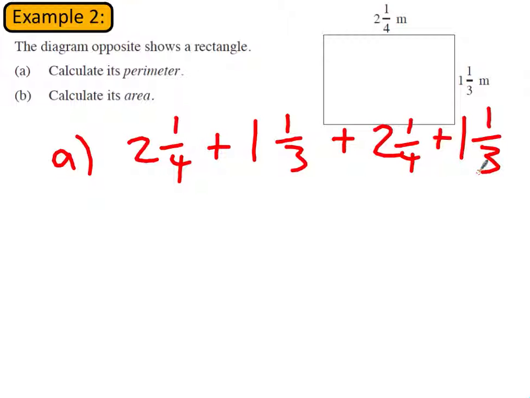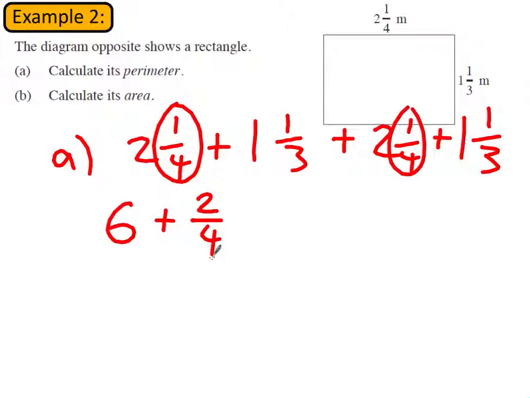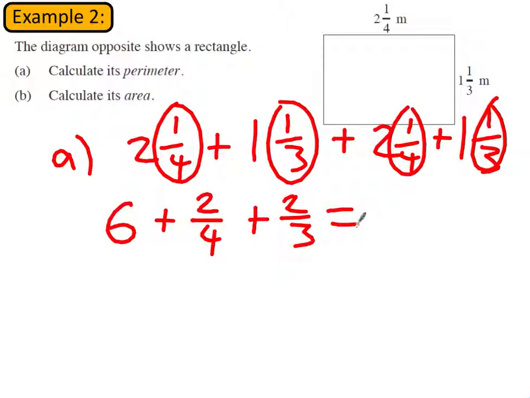So let's add up the whole numbers first. Well, 2 and 1 and 2 and 1 makes 6. If we add the quarters together, we've got a quarter here and a quarter here, so that's going to be 2/4. And if we add the 1/3 here and here, we're going to have 2/3. So that's an easy, quick way to make some progress. We should already know as well, of course, that 2/4 is the same as a half. So I could even write 6 plus a half plus 2/3.